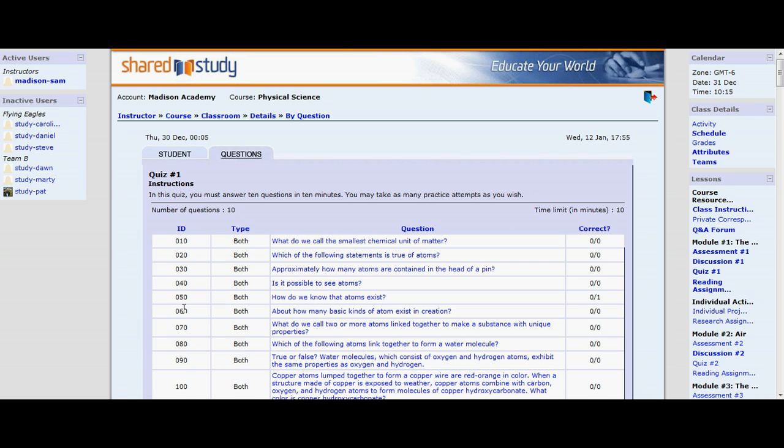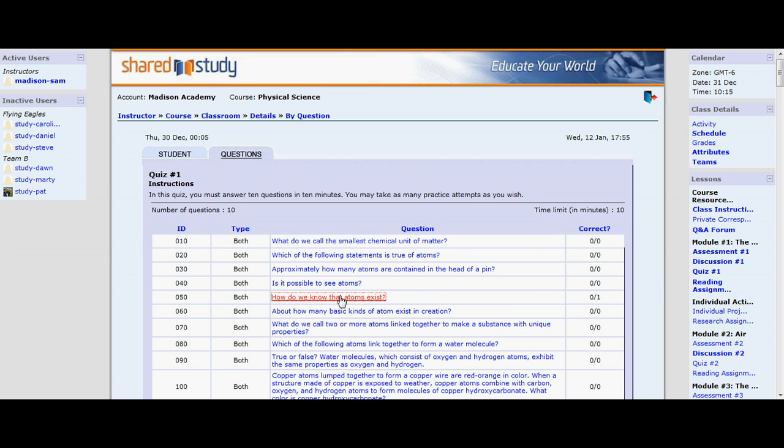And here all the questions in the test bank are listed. In this case there are 200 questions. The instructor can see whether the question is included in practice attempts, in the graded attempt, or in both, and can see how many students got the answer right. Let's have a look at this question, question 50. It's been answered once, and the student got the answer wrong.